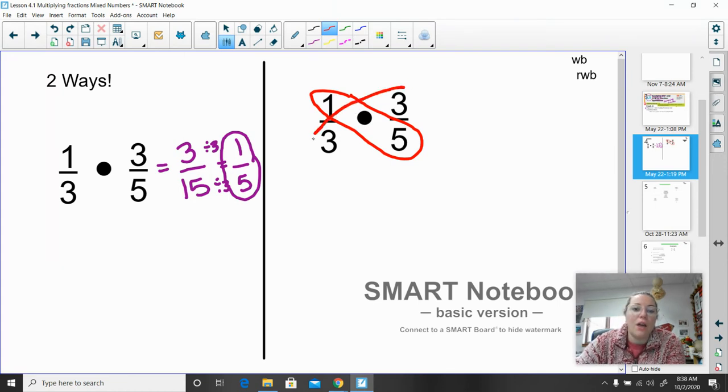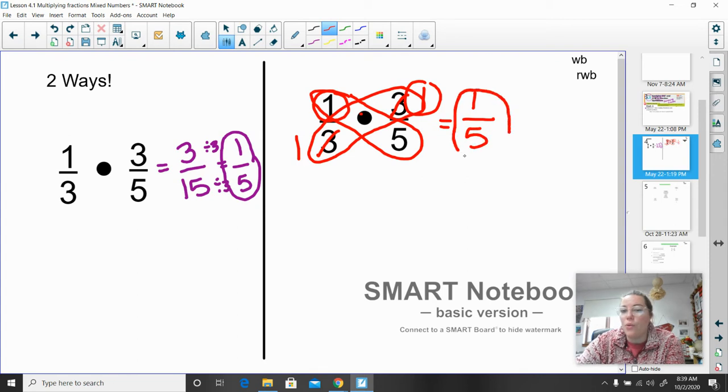But then I'm going to look the other way and I see I have 3 and 3. Now they do have a common factor. They're the same number, so 3 can go into both of them. So if I divide 3 divided by 3, I get 1. 3 divided by 3 is 1. And then what I'm going to do is I'm going to multiply my new numbers. So 1 times 1 is 1, and 1 times 5 is 5. So both ways here, I got 1/5.